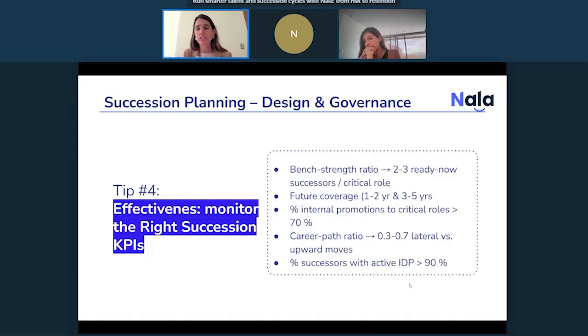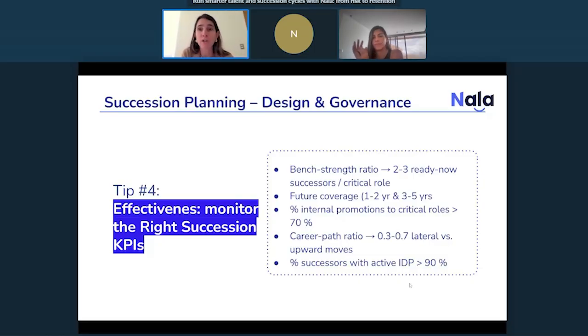Future coverage is more around the future development pipeline. And again, remember, this is a pipeline. So it's important to have future-ready-now successors, but it's also important, especially for critical roles, to have future coverage. Another KPI would be percentage of internal promotions to critical roles. And again, a very good practice would be having the number over 70%.